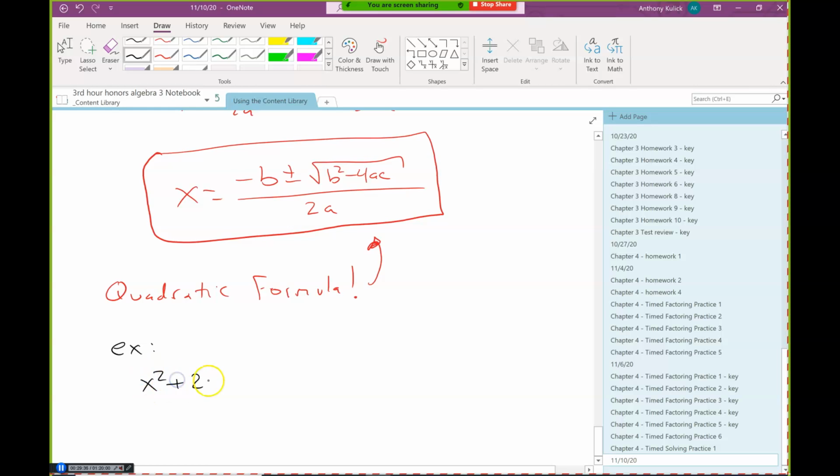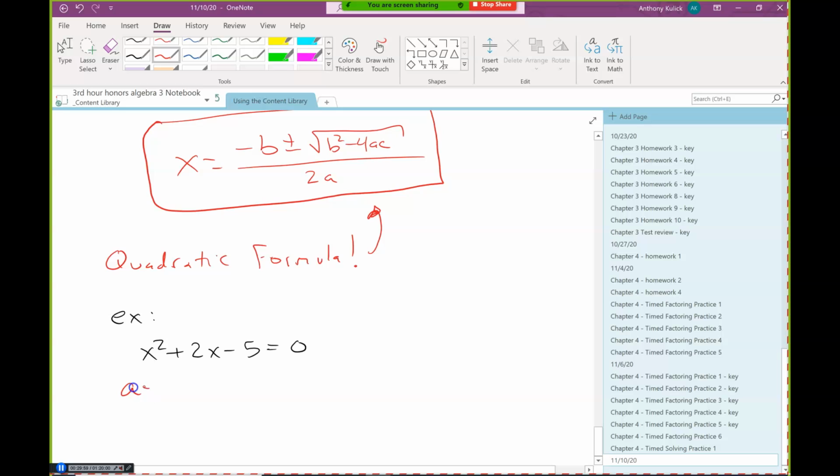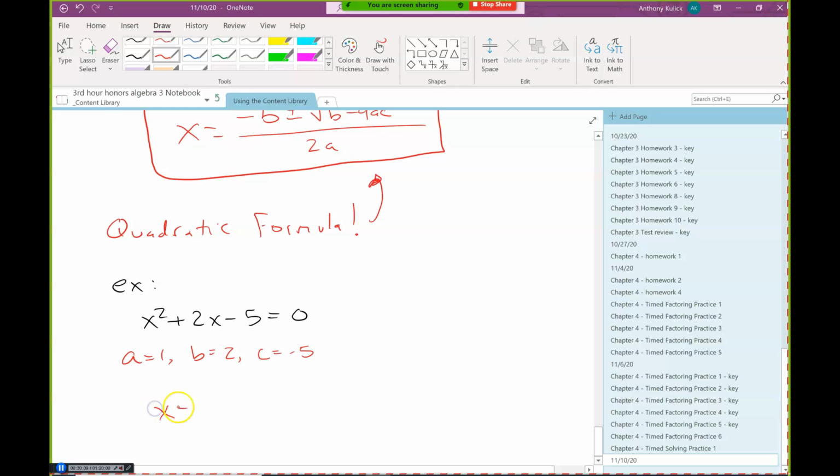So suppose we had this standard form quadratic that we solved before. Remember, to solve this before, we had to do completing the square and then the reverse order of operations, right? But we could now just apply the quadratic formula. So I note that the values for a, b, and c are 1, 2, and negative 5. And then I'm just going to plug them into my formula. So negative b plus or minus the square root of b squared minus 4ac over 2 times a.